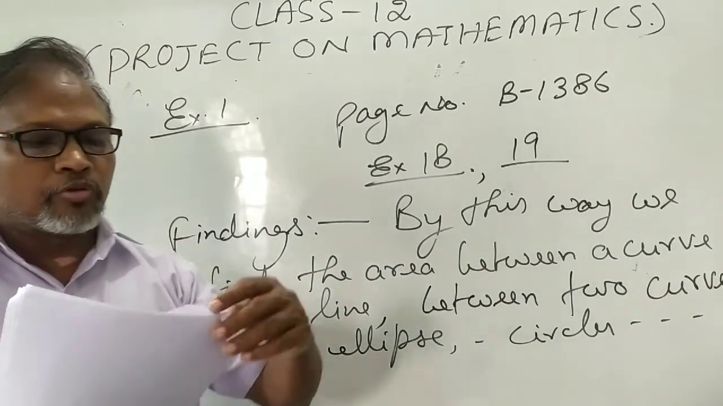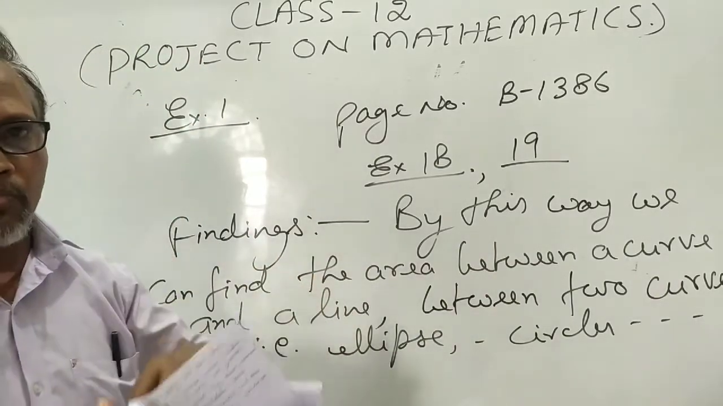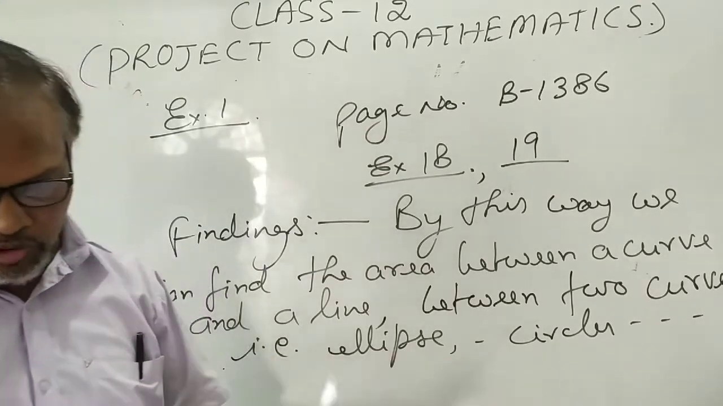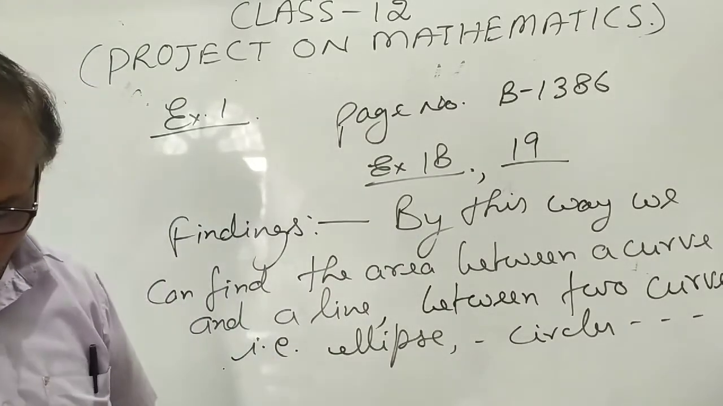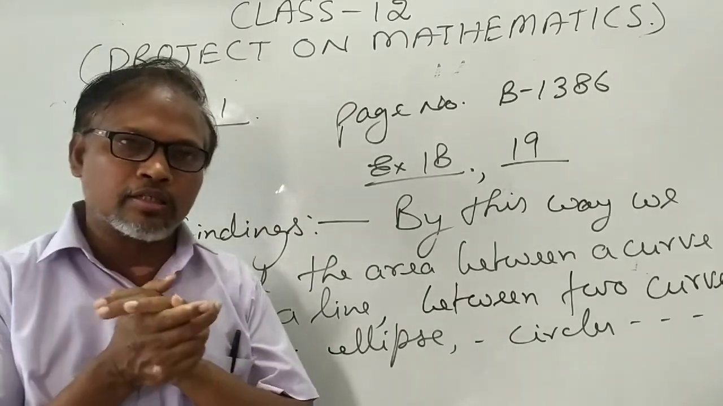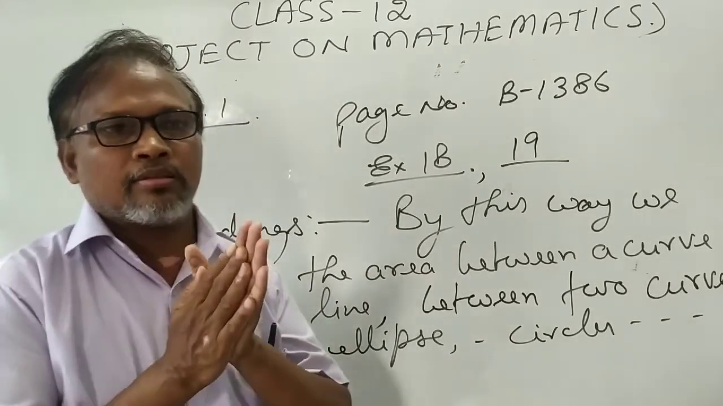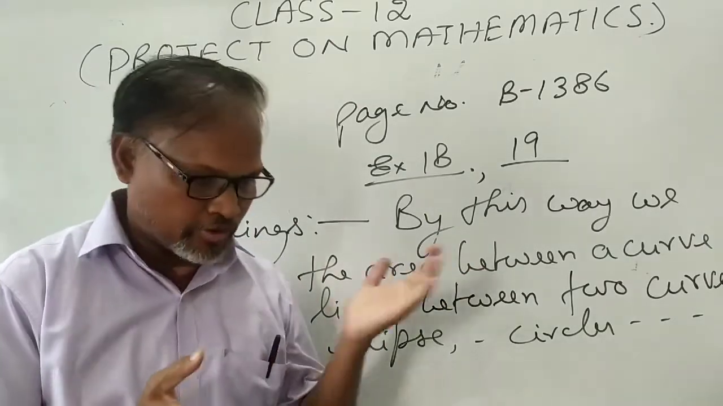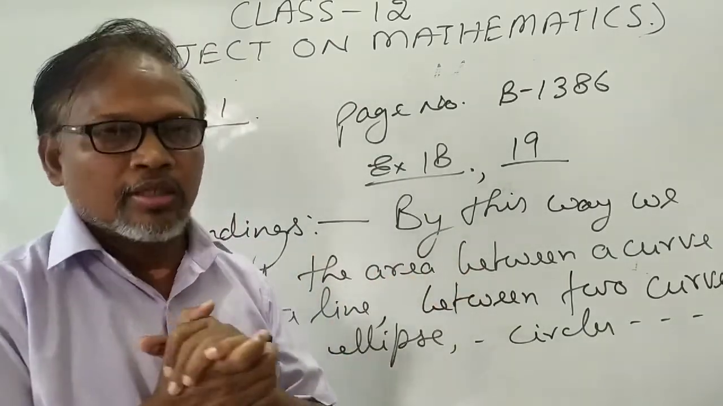So this is the procedure for how to write the project, the second project, that is, you can say, from Section B, and this is very easy to write, and also you will get maybe 10 marks for one project and 10 marks for the other project.